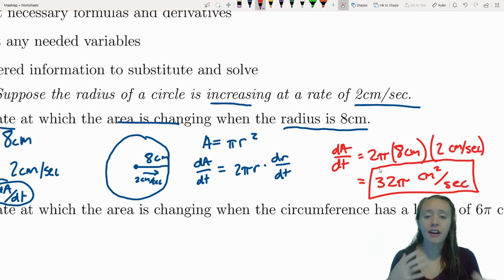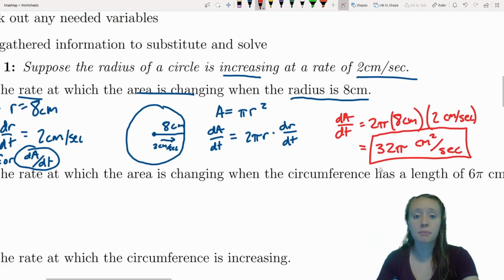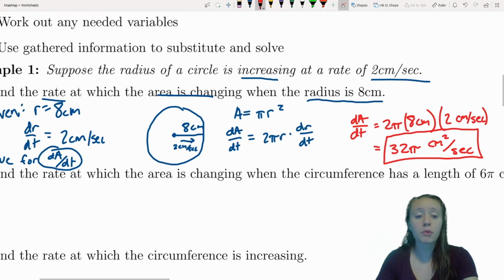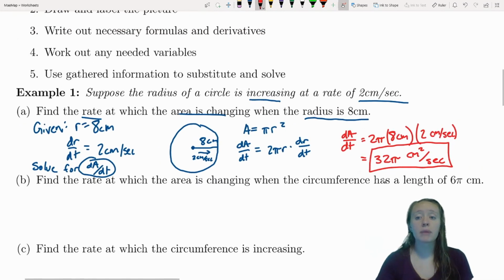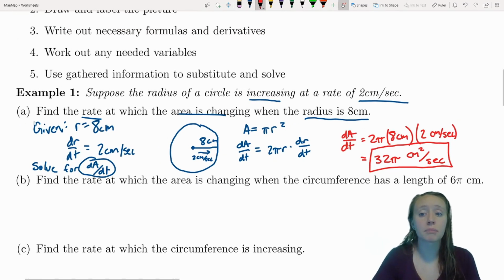And there we have it. Our first example related rates problem. Not that bad, as long as we're keeping track of our knowns and unknowns, our givens, and what we're trying to solve for, the rest will fall into place. So let's move on to the next part of this question. Now, when we move on to this next part of the question in part B, the given information from part A does not apply.